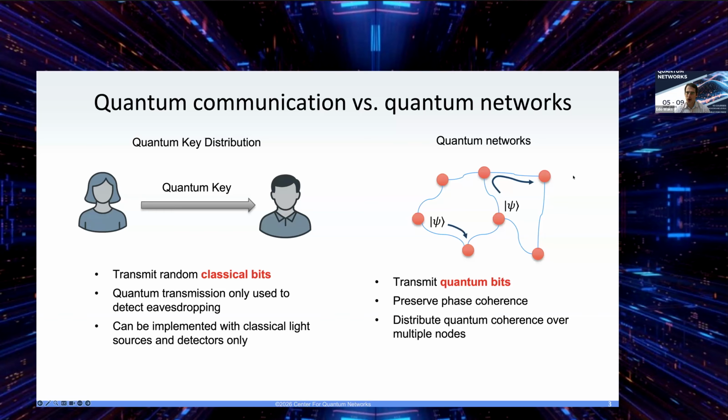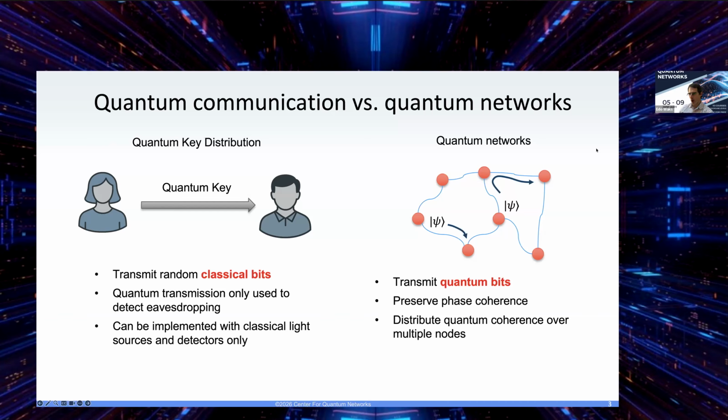In a quantum network, our goal is more general. We're trying to actually transmit quantum bits, qubits, over long distances and preserve their coherence. So our information is quantum fundamentally. And because of that, quantum networking is more difficult, because not only do we need to exchange random strings of zeros and ones, we actually have to deterministically transfer quantum bits and preserve their phase coherence. And we also have to distribute that coherence over multiple nodes that can be separated by hundreds of kilometers.